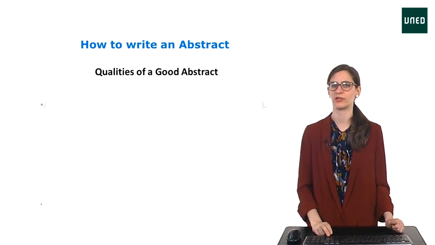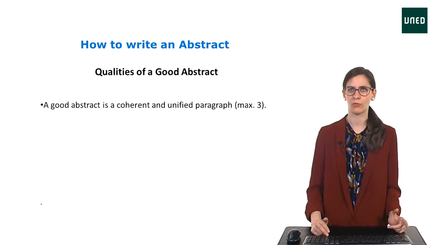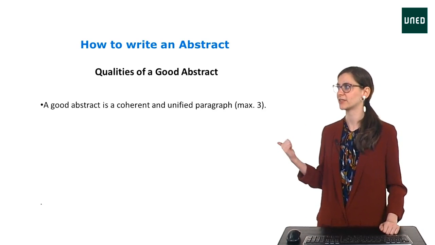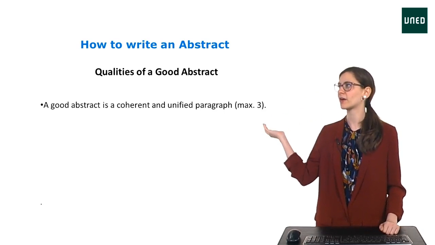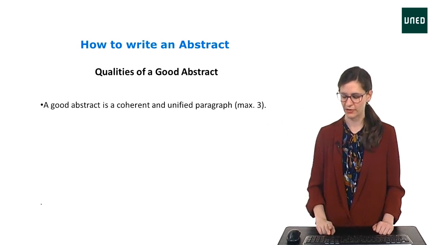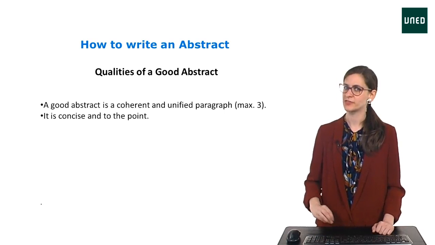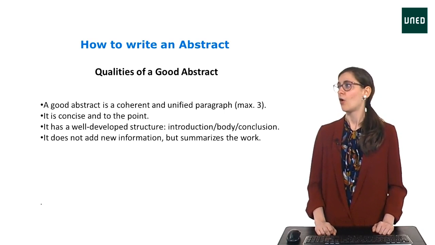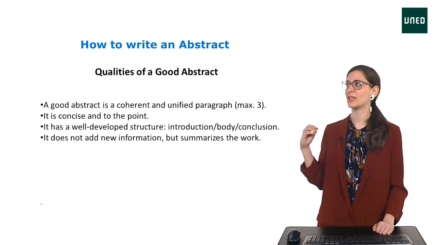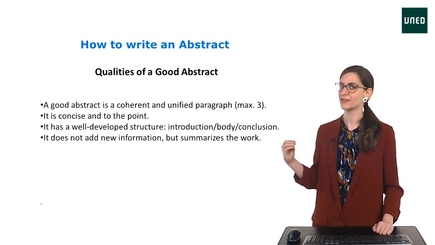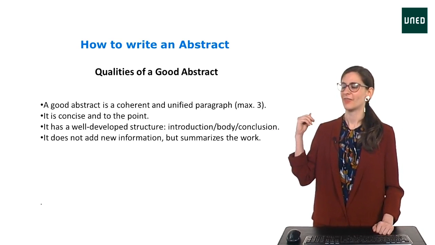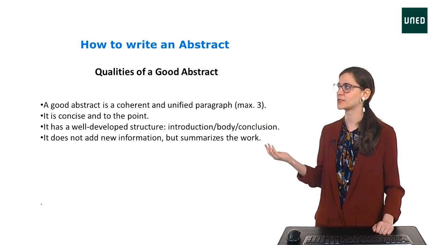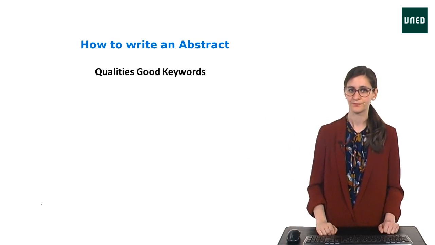Okay, so what are the qualities of a good abstract? What do we have to check when we write our abstract if we've done well, okay? So first of all, we have to make sure that our abstract is coherent and unified and is only one paragraph, as I was saying, or a maximum of 3 paragraphs. We have to make sure that it's concise and to the point, and that it has a well-developed structure. Also, and this is very, very important, we need to bear in mind that our abstract cannot add new information. All the information that is in the abstract should be already in the work, okay? Remember that an abstract is by definition a summary of our work.